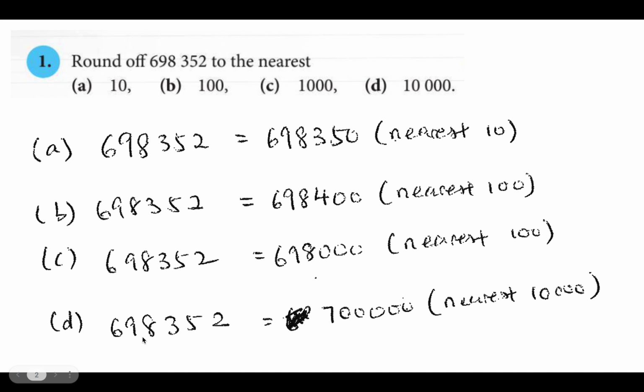And then nearest 10,000. So we have 98,352. When we round that off, it becomes 100,000. We add that to 600,000, we get 700,000.